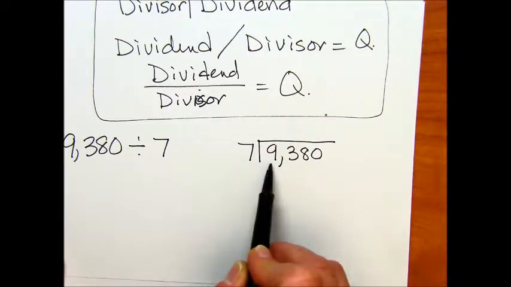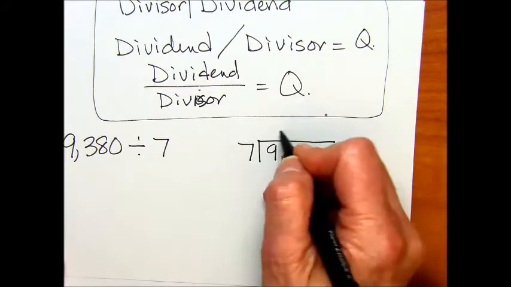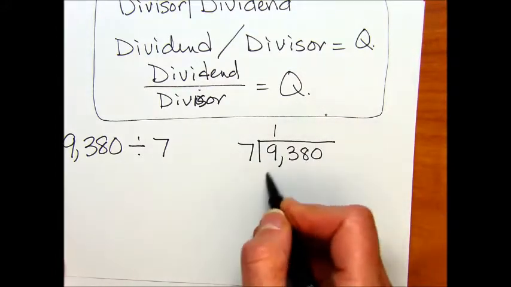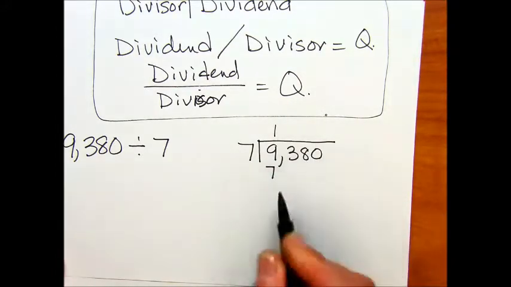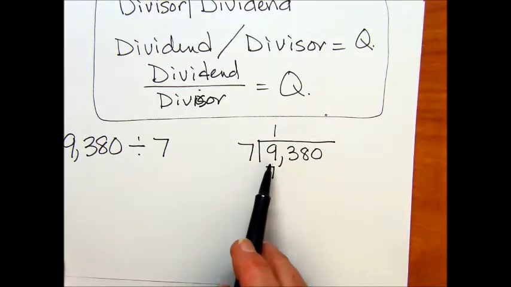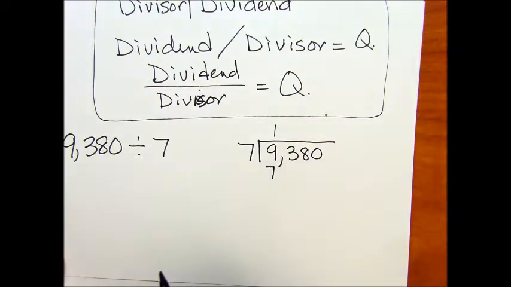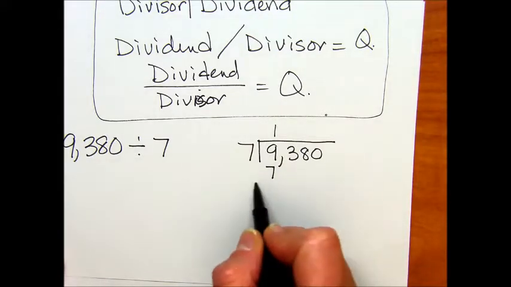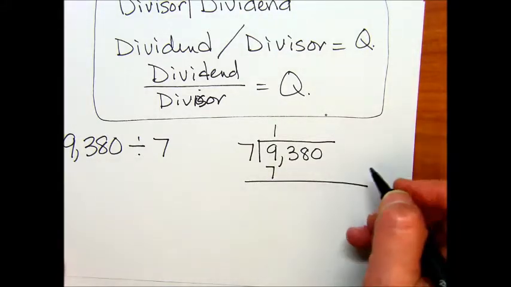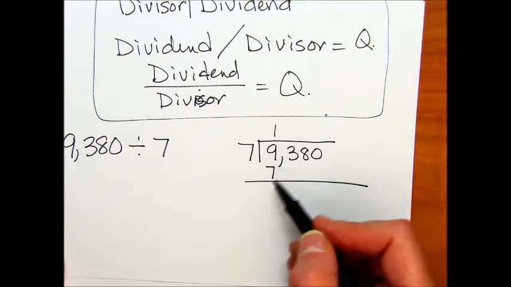It goes in 1 time. So 7 times 1 is going to be 7. Now it doesn't exactly fit the 9, so we want to pick a number that's either equal to the 9, the number given, or just below that number. Okay, so 7 goes in 1 time.